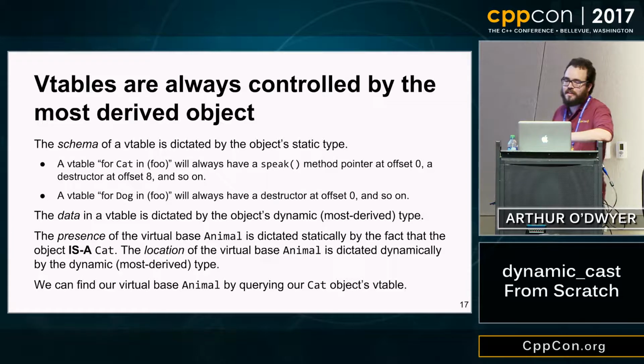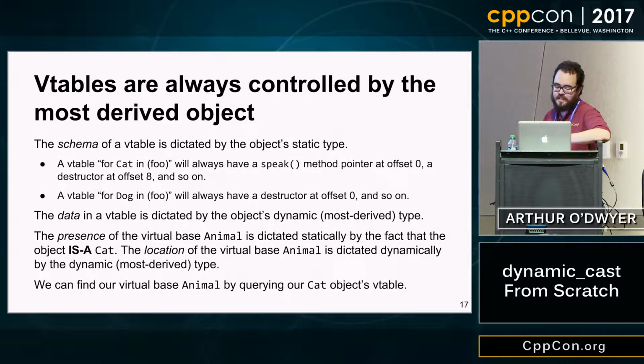The schema of the vtable is dictated by the object's static type. If I know I have an animal star, or I know I have a cat star, the animal star will always point to something that looks physically like an animal. It has all of the animal bits in known places. A cat star will point to something that has all the cat bits in known places. And then I have to go look at actually what are those bits. And those bits will be dictated by the object's most derived type, the dynamic type.